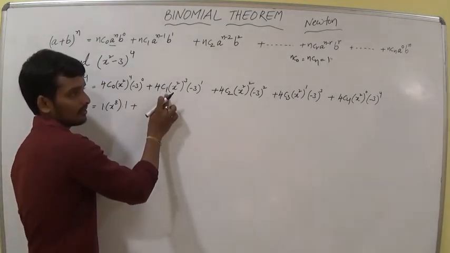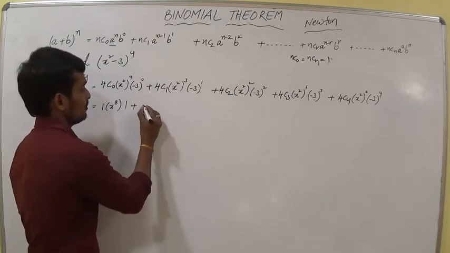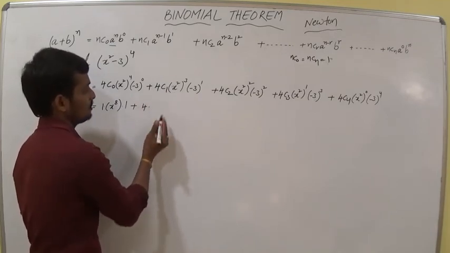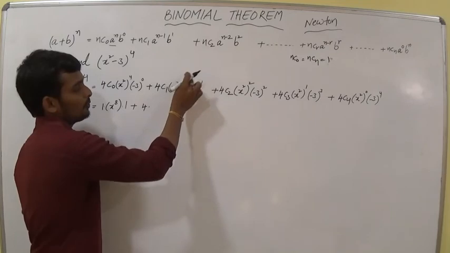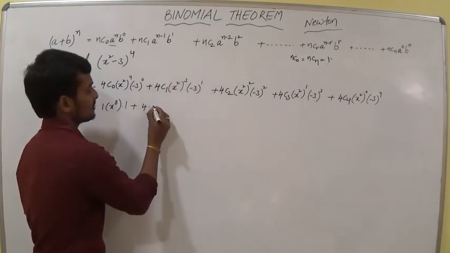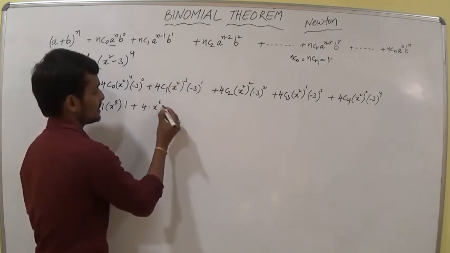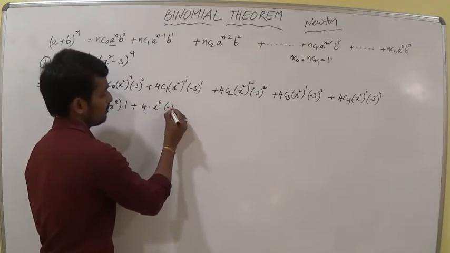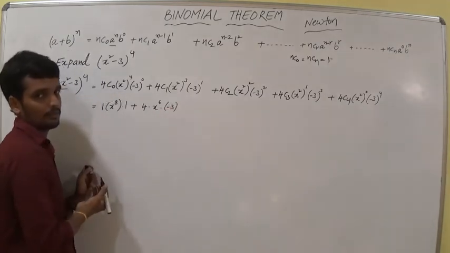If you want to write 1 plus here 4c1. What is the value of 4c1? 4c1 is 4. 4 into (x square) whole cube. 2 3s are 6, so this is x to the power of 6 into minus 3. Are you okay?